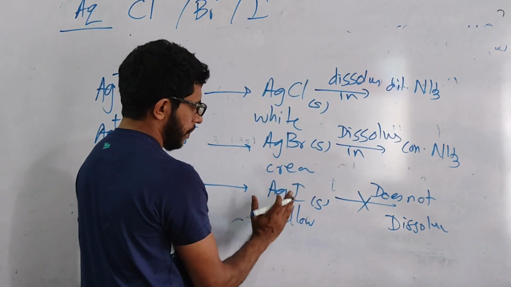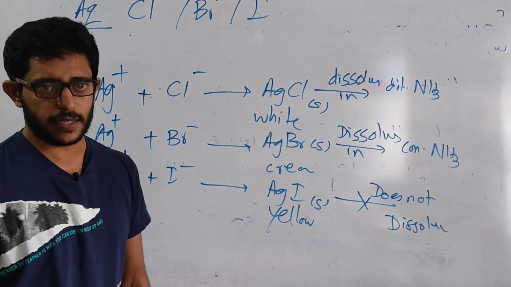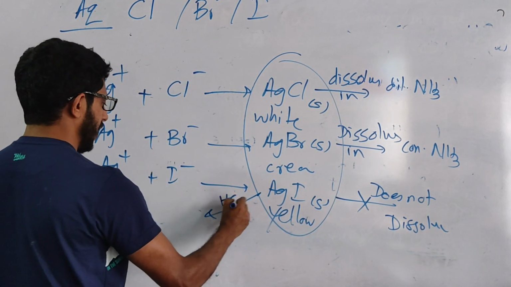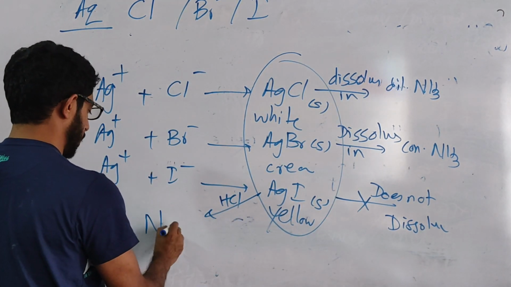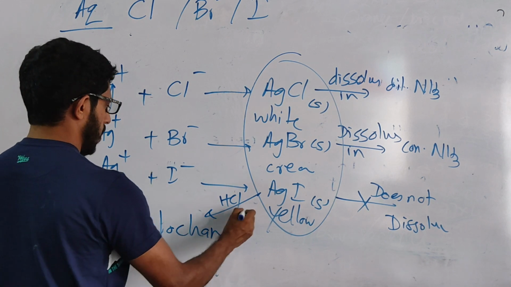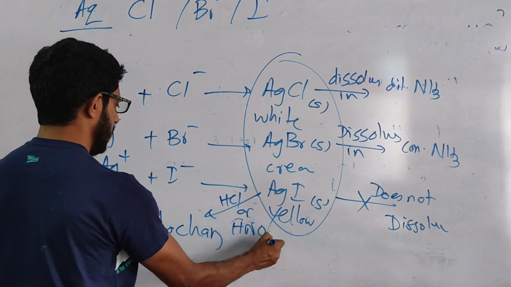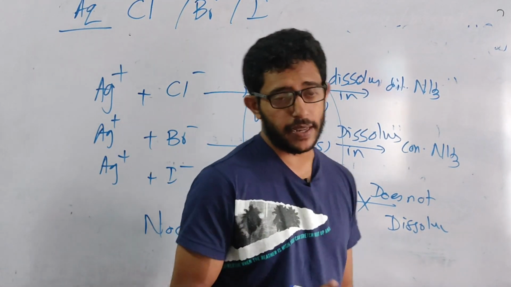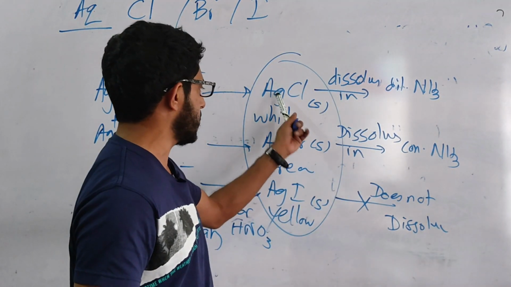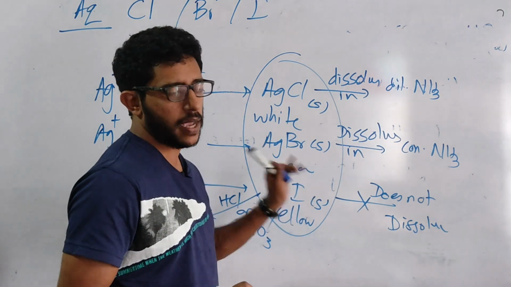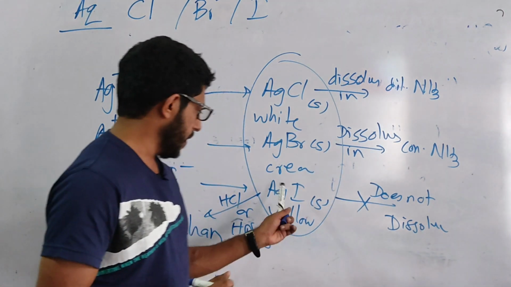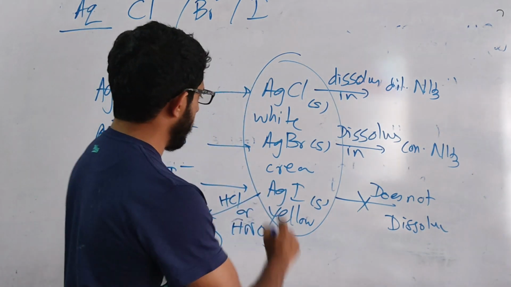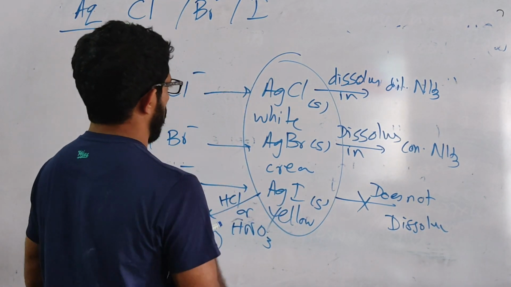None of these precipitates dissolves in acids, right? So if you add all three into HCl, no change. Nitric acid, let's say. Nothing would happen if you add these precipitates into the acid. AgCl dissolves in dilute ammonia, AgBr in concentrated ammonia, but none of them, even including AgI, dissolve in acids.